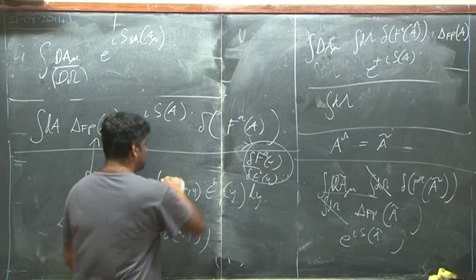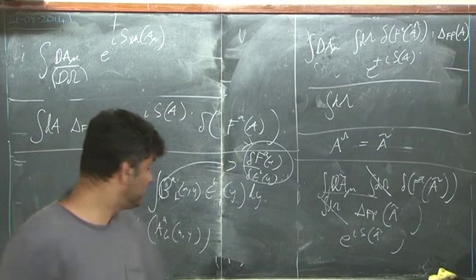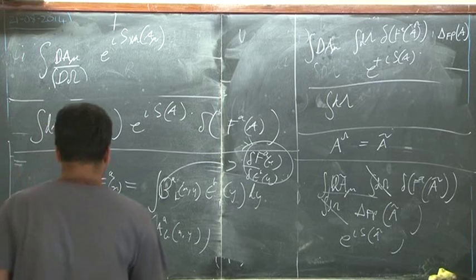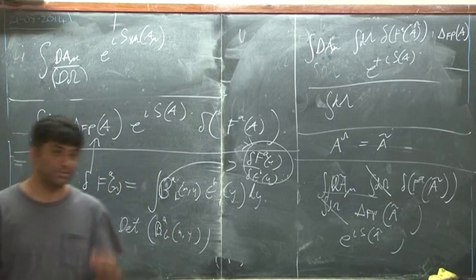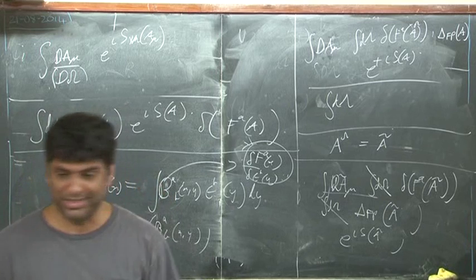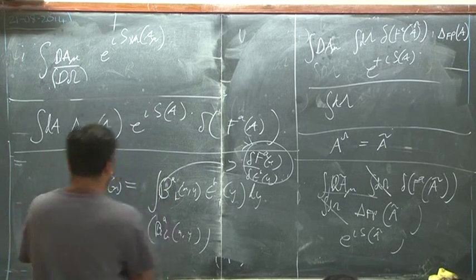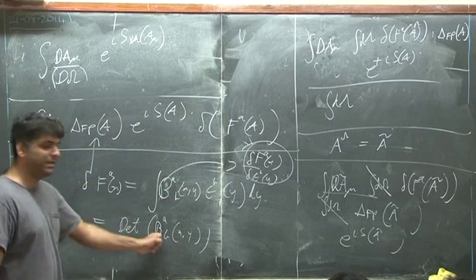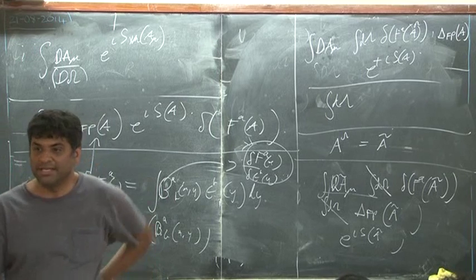Capital A is this gauge field. It's an object with two indices. Okay? So, are we happy? This Faddeev-Popov determinant is this object. Now, okay, so you've got an expression as a determinant.